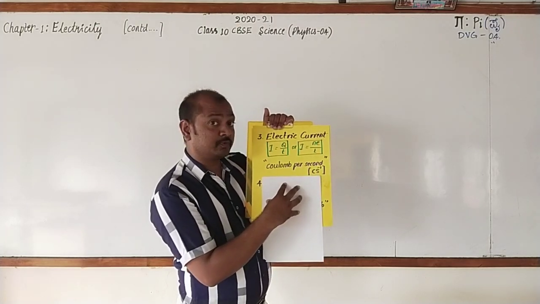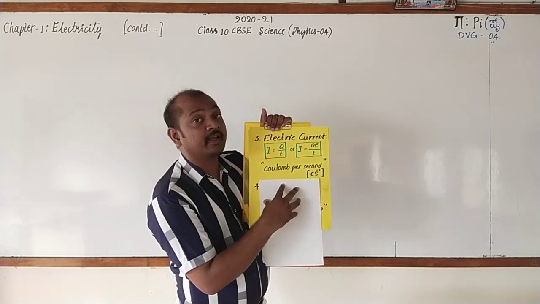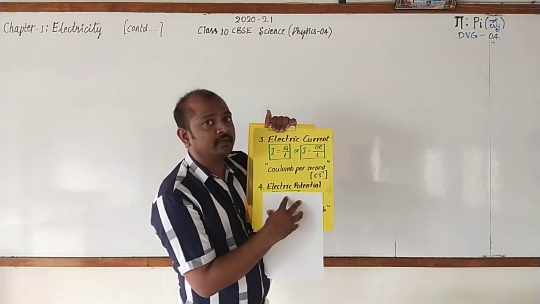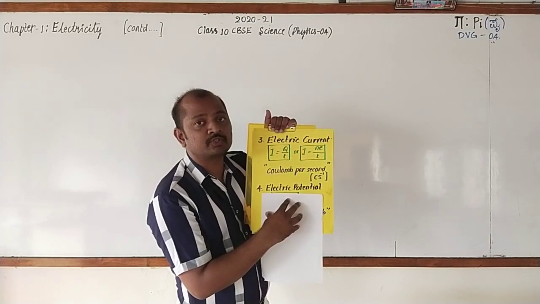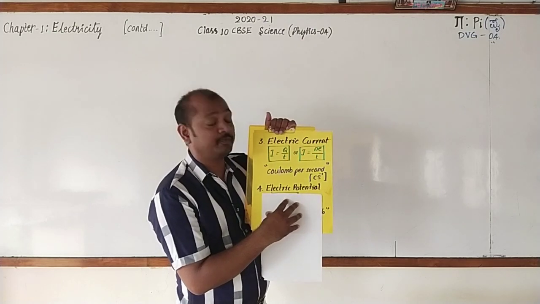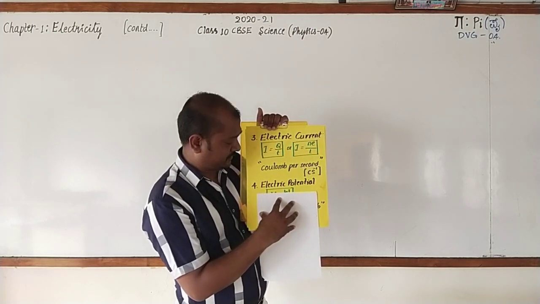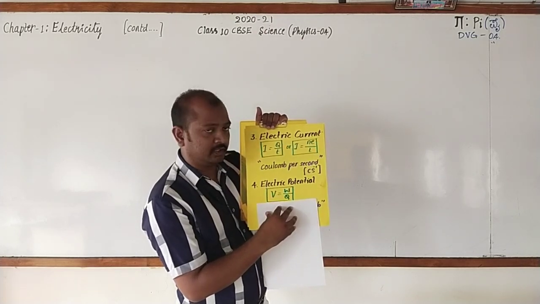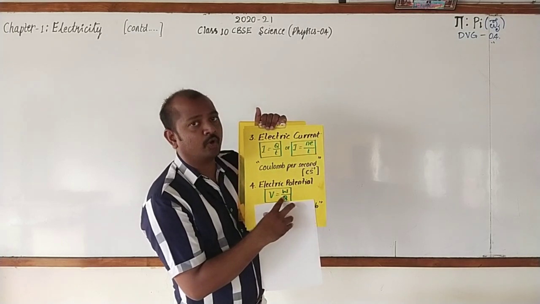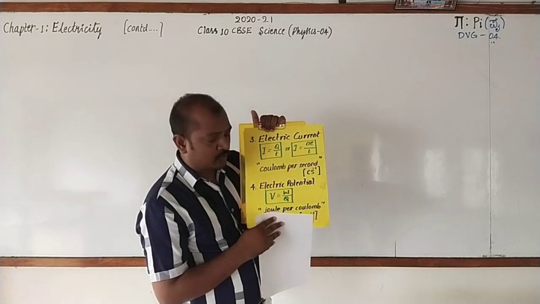Next, the fourth physical quantity that we had discussed is electric potential. It is the work done in bringing a unit positive charge from infinity to the given point in an electric field, right? Then what is its formula? Guess it. V equal to W by Q. What about its SI unit? It is volt. The actual unit by using the formula is joule per coulomb.